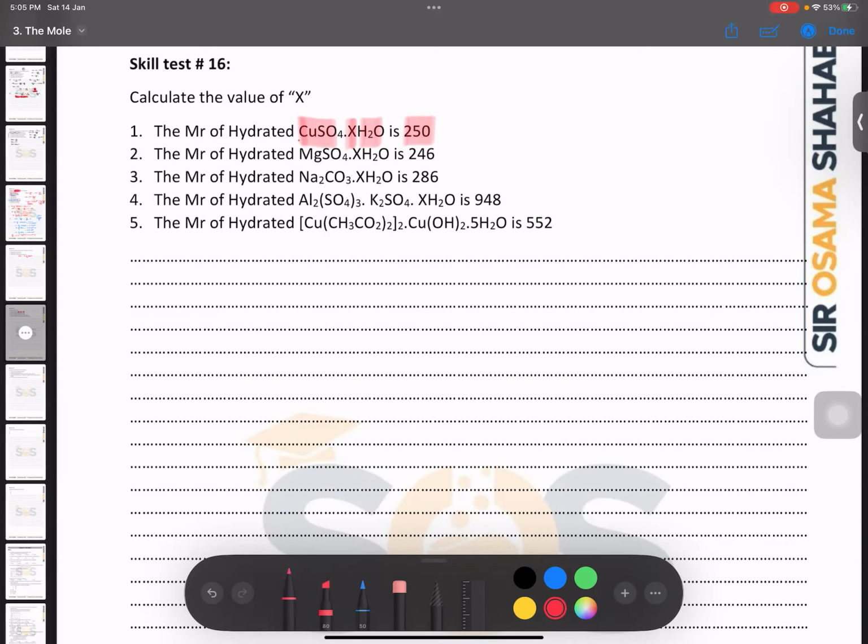Over here, we just need to write copper sulfate dot X H2O. This value of X we need to find out, right? And over here, we know that the overall MR of this substance is 250. So when we know the overall molecular mass, we can easily find it out, right?